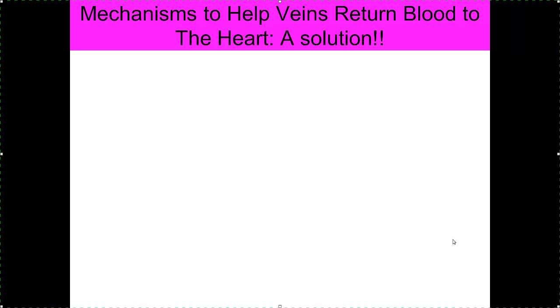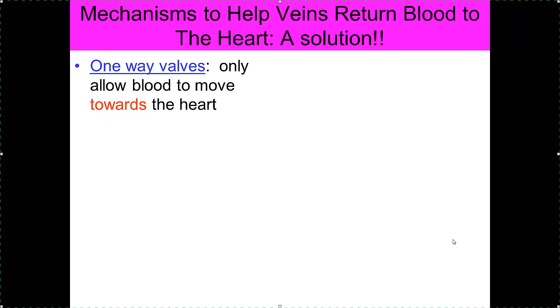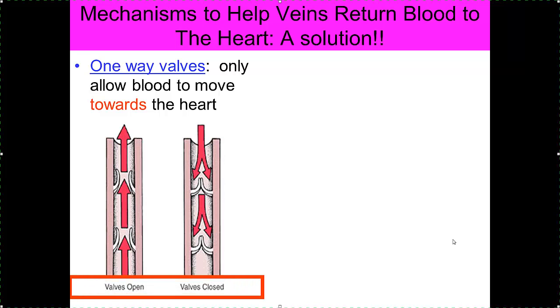So how do veins help blood return to the heart? Remember that veins contain one-way valves, so they only allow blood to move towards the heart in one direction. As the valves open, blood moves up towards the heart. As the valves close, it stops the backflow. So blood only moves one way.